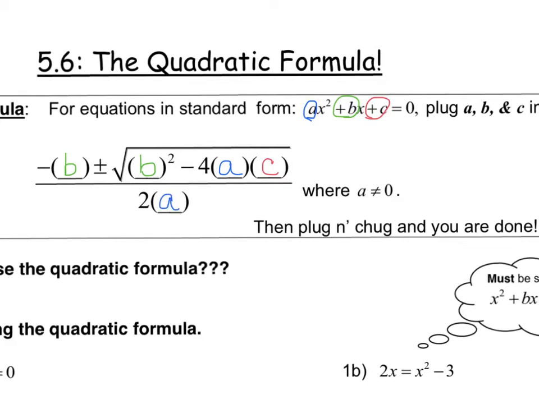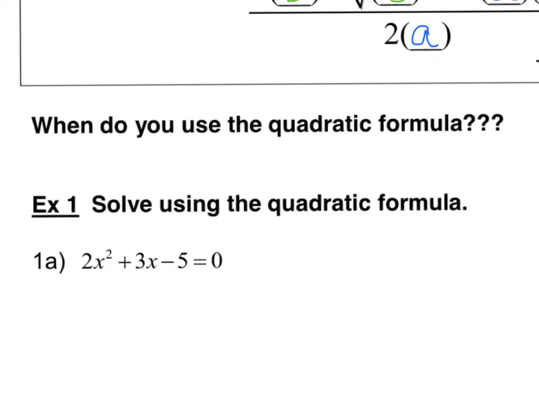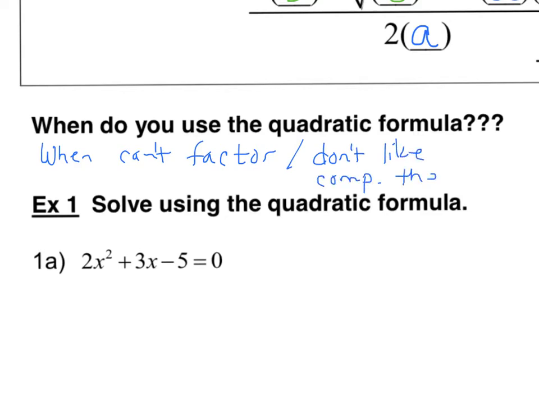I have color-coded them, but whatever those numbers are, we're just going to plug them in and then simplify that equation to get the two answers. We use the quadratic formula when we can't factor, and if you're not so much of a fan of completing the square. So if you don't like completing the square, the quadratic formula works no matter what. It might take a little longer, but it will always get you to the correct answer.